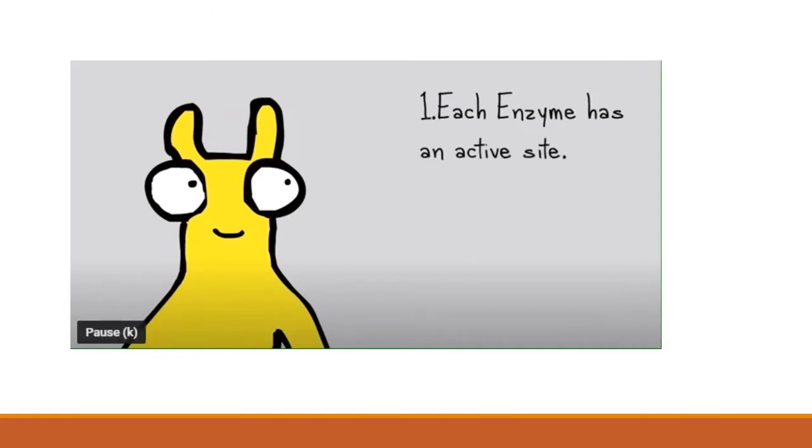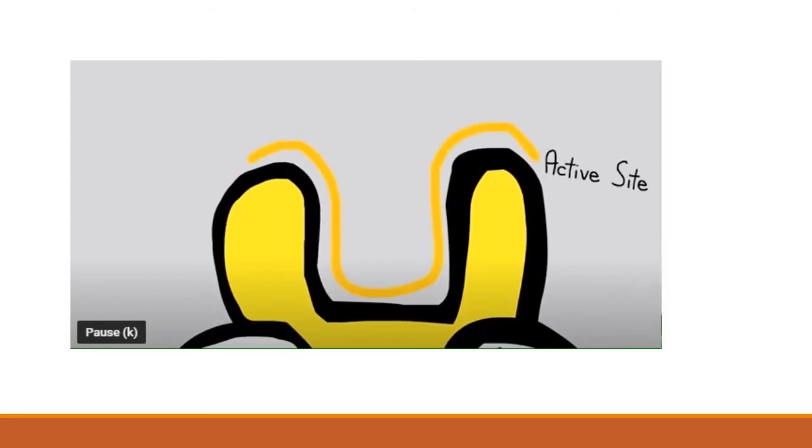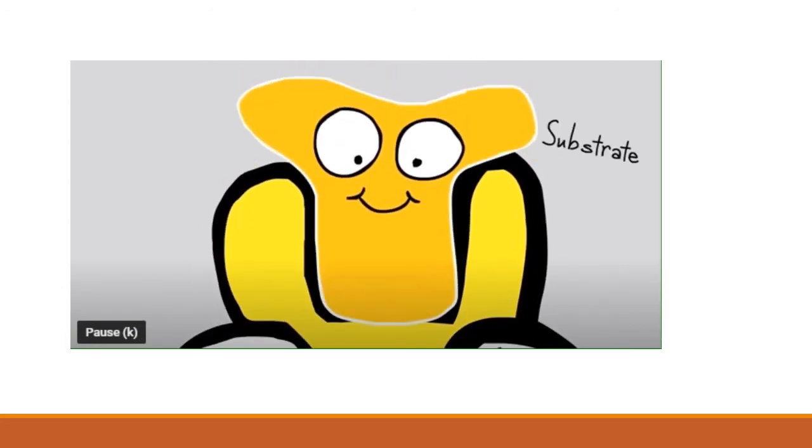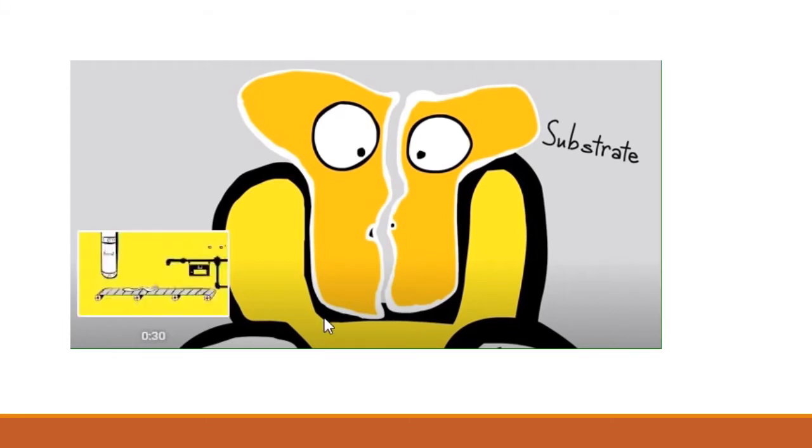Each enzyme has an active site, and this active site is the binding site of the substrate. When the substrate binds to the enzyme or the active site of the enzyme, the substrate is digested into simpler ones or into simpler molecules.